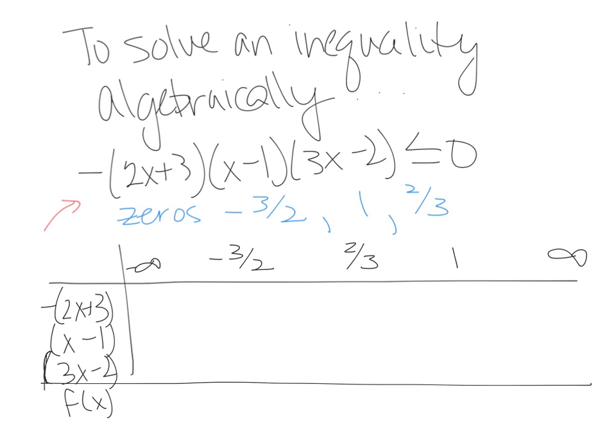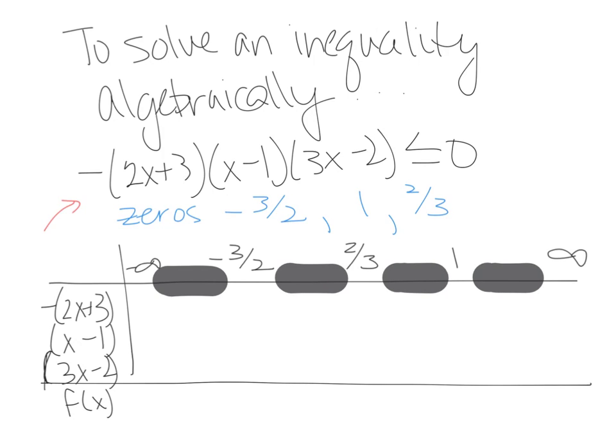So now I'm going to check numbers in each interval. So I'm going to check numbers here, and then here, and then here, and then here. Checking first between -infinity and -3/2, I could choose -2, for instance. I'm going to substitute -2 into the 2x plus 3. So 2 times -2 is -4, plus 3 is -1. Sorry, I lost track of what I'm doing. -2 times 2 is -4, plus 3 is -1, with a negative out front makes positive.